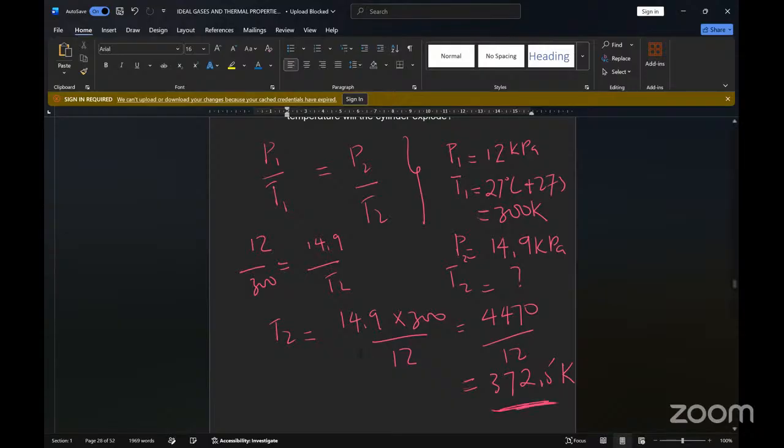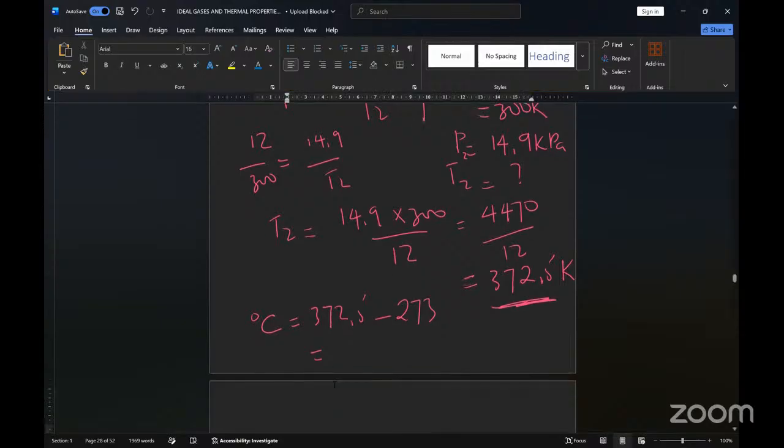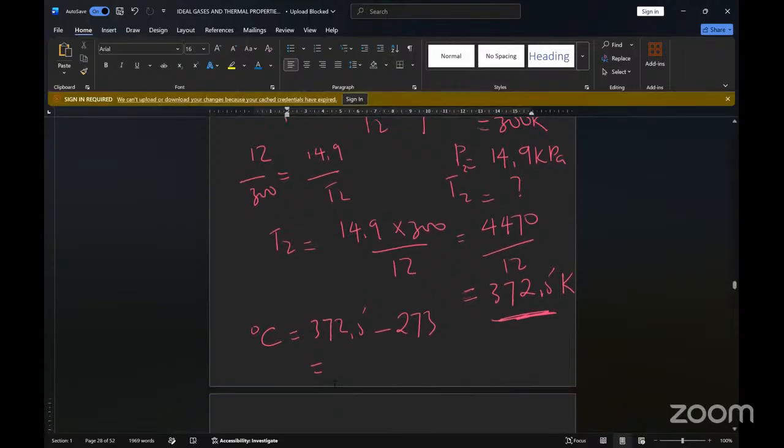If you want to change it to degrees Celsius, you subtract. So temperature in degrees Celsius is equal to 372.5 minus 273. Okay, so minus 273. And then we are going to have 99.5 degrees Celsius. So they are the same. Either you leave it like this, or if they demand that you change it to degrees Celsius, you just subtract 273 out of it, and then you have that.